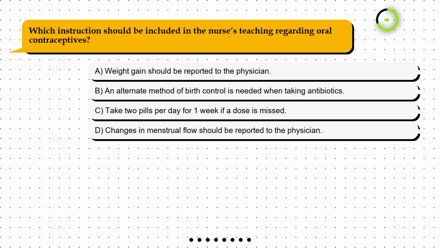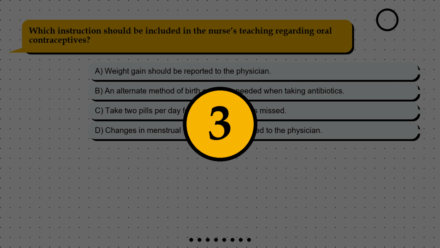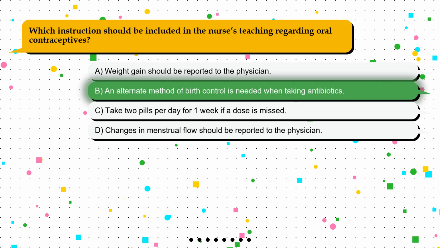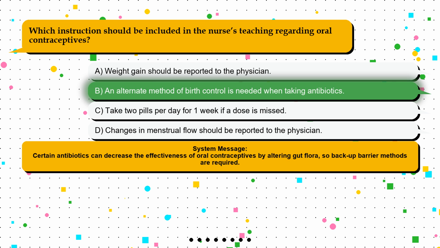Option A, weight gain should be reported to the physician. Option B, an alternate method of birth control is needed when taking antibiotics. Option C, take 2 pills per day for 1 week if a dose is missed. Option D, changes in menstrual flow should be reported to the physician. The correct answer is option B, an alternate method of birth control is needed when taking antibiotics. Certain antibiotics can decrease the effectiveness of oral contraceptives by altering gut flora, so backup barrier methods are required.